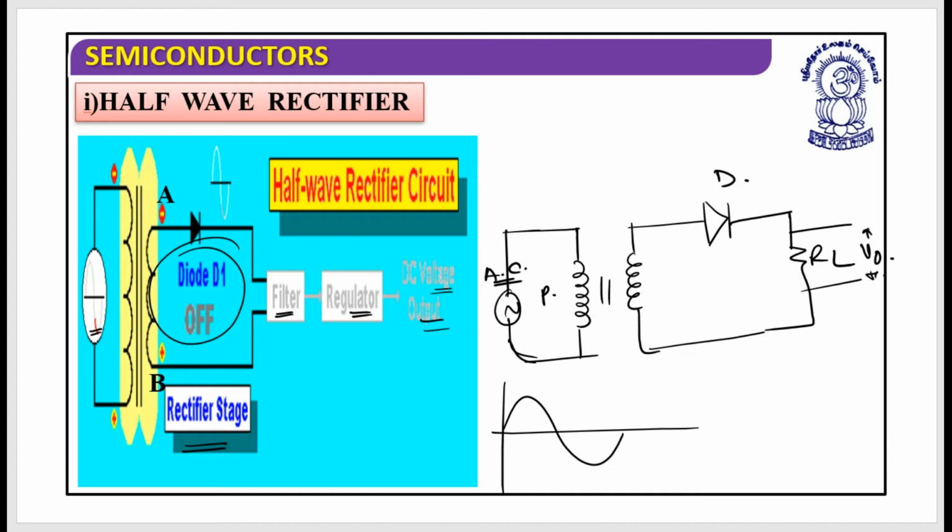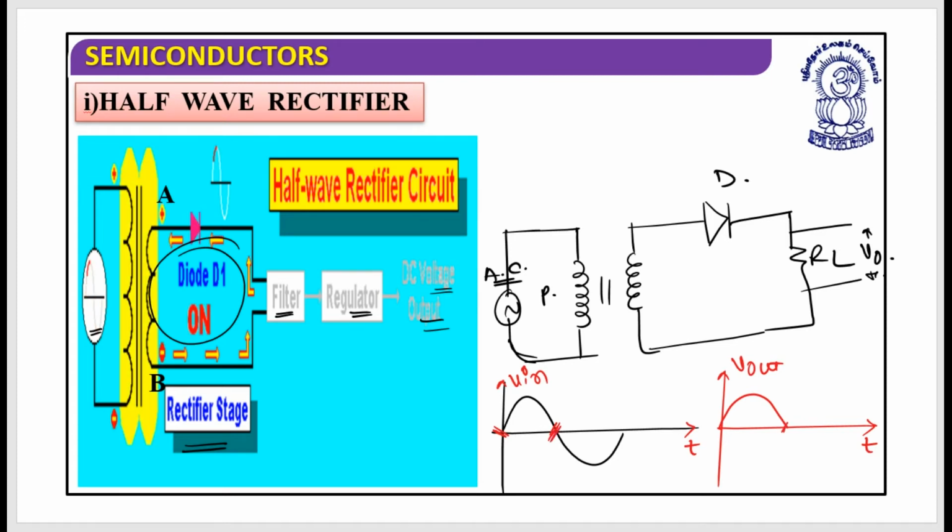As you can see, for this half cycle the diode is in forward bias conduction. This is V input versus time t, and this is V output versus time t. As the diode is in forward bias, the diode will conduct, and if the diode conducts, you will get the input current something like this, and the output voltage something like this.